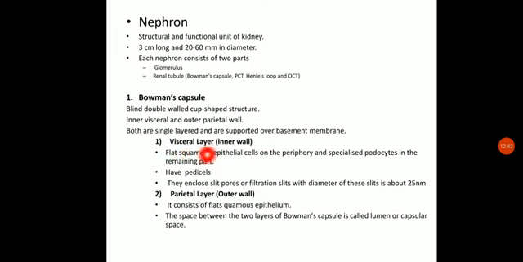So we can say the visceral wall, it's the inner wall, is made up of flat squamous epithelial cells. They are basically tightly packed, and they will be responsible for filtration. Write it down, they are responsible for filtration. So there are flat squamous epithelial cells on the periphery and specialized podocytes in the remaining part.